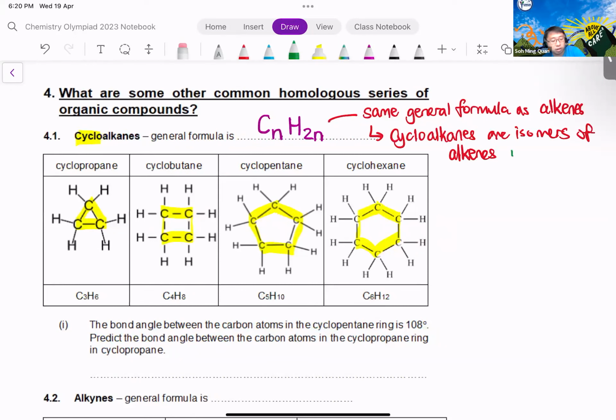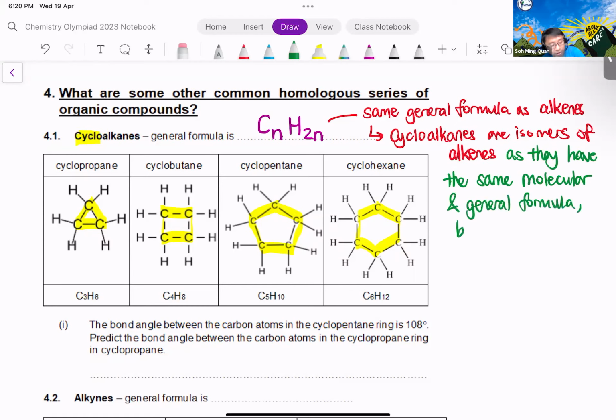And why are they isomers? Because they have the same molecular formula, C4H8, C5H10. They have the same molecular and general formula, but different structural formula. The way the atoms are connected are different. For one, you see that cycloalkanes don't have a double bond. Cycloalkanes got no double bond.